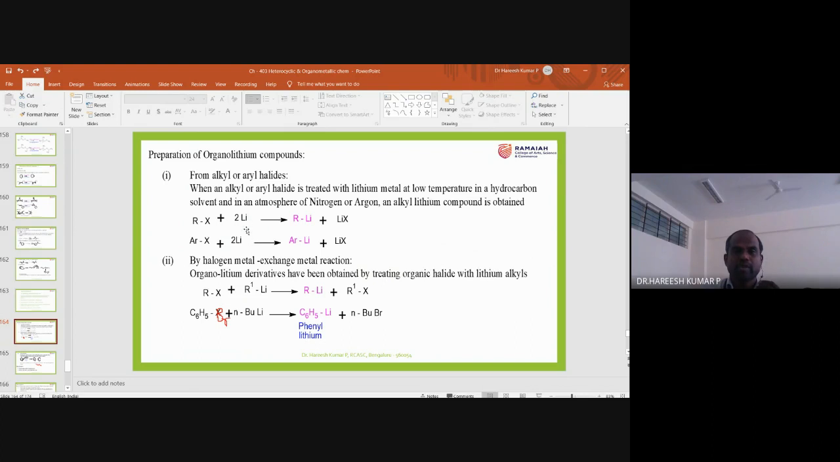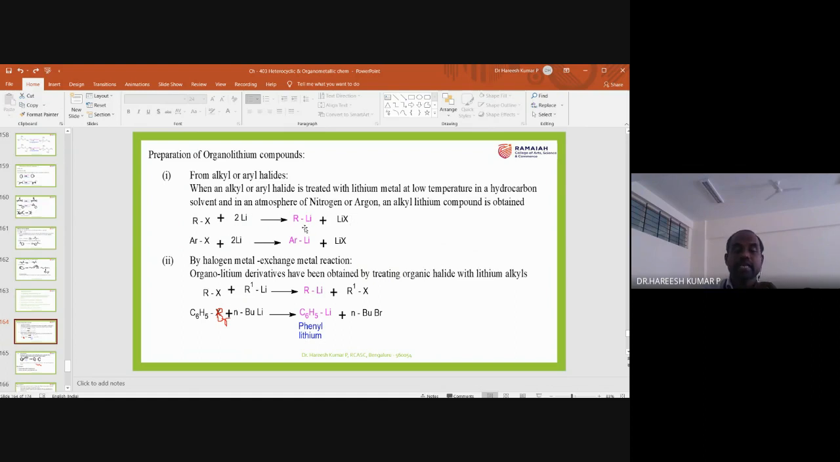So what will happen? This metal reacts with the alkyl halide or aryl halide and leads to the formation of alkyl lithium or aryl lithium, with the liberation of LiX. Here X may be a halogen, meaning chlorine, bromine or iodine.